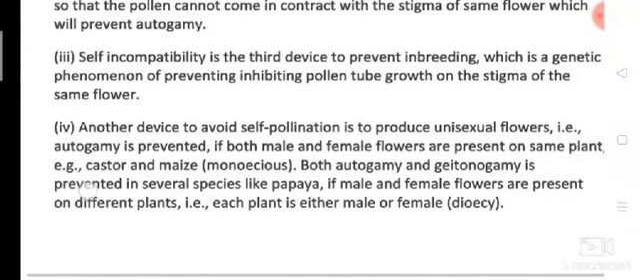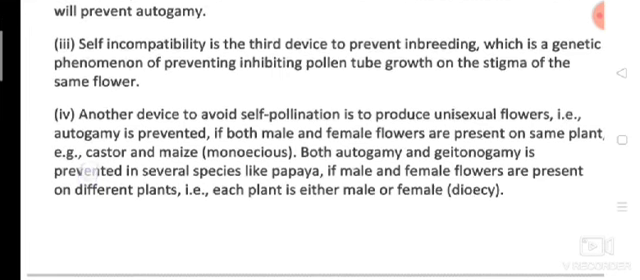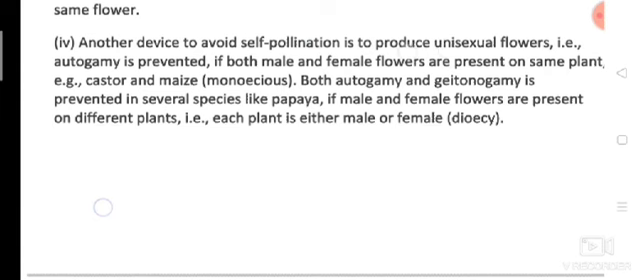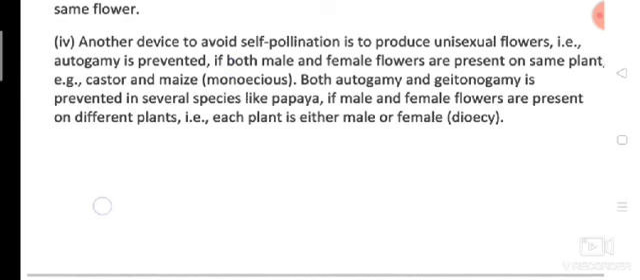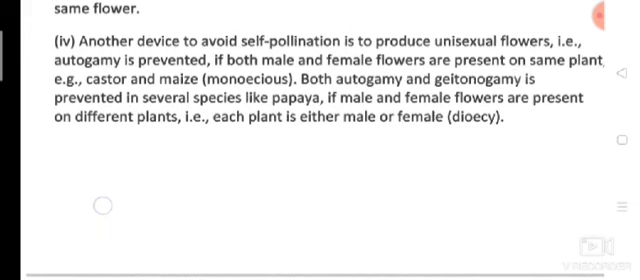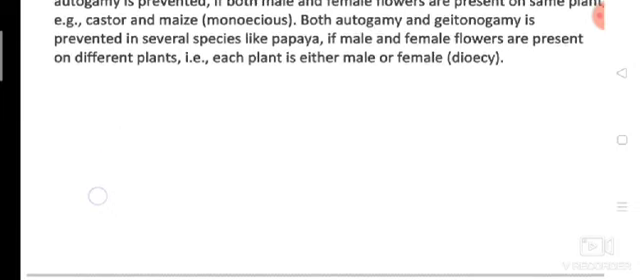Self-incompatibility is the third device to prevent inbreeding, which is a genetic phenomenon of inhibiting pollen tube growth on the stigma of the flower. Another device to avoid self-pollination is to produce unisexual flowers. Autogamy is prevented if both male and female flowers are present on the same plant, as in castor and maize, where both autogamy and geitonogamy are present in several species. Like papaya, if male and female flowers are present on different plants, each plant is either male or female, which is dioecious.